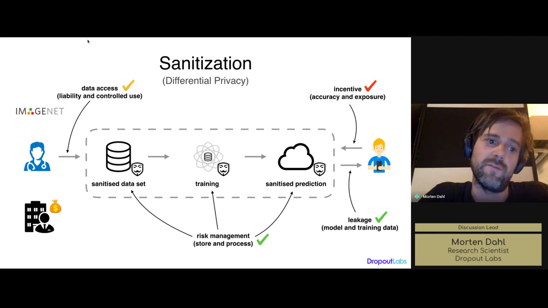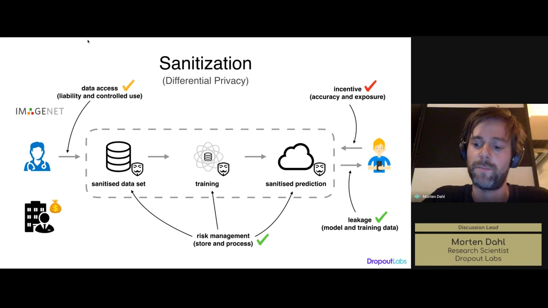This also goes back to the data sources, the data owners we have here on the left. Maybe they're now okay to give the data away because it has been sanitized. The problem is that the utility we get out of this training data also goes down. So maybe we can get access to data, but the data is no longer of the quality that we actually need to build the service.